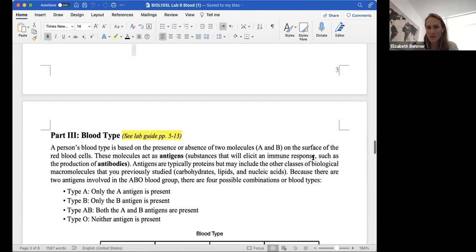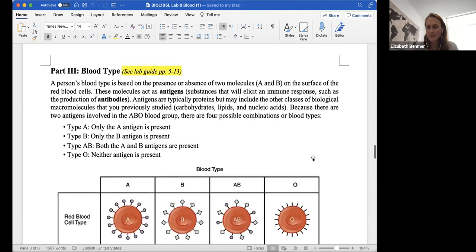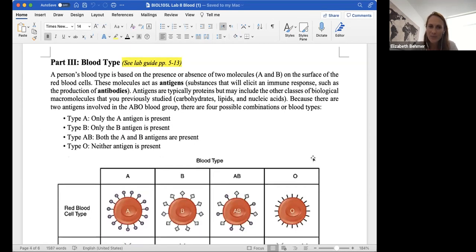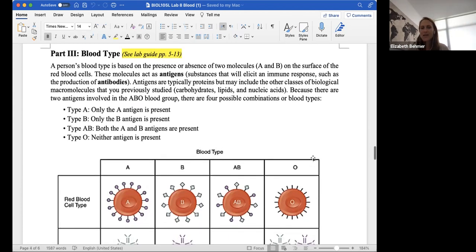And then we get into blood type, which is probably where people have the most, not problems, but it's a little confusing talking about blood type. We're going to go through it as simply as I can. A person's blood type is based on the presence or absence of antigens. The antigens are A and B, and they will be on the surface of your red blood cells. These antigens will elicit an immune response, like producing antibodies. Antigens are typically proteins.